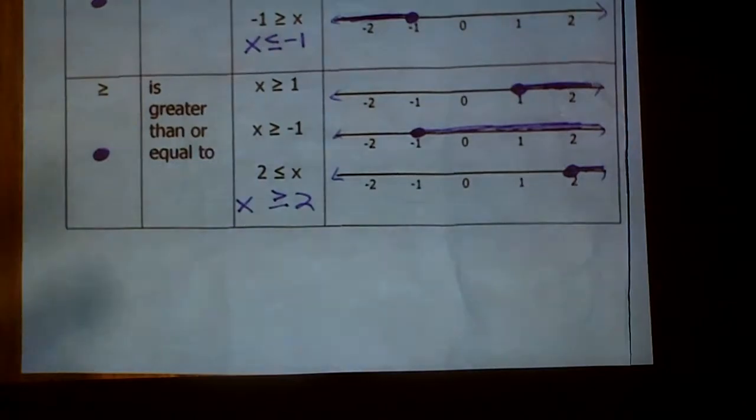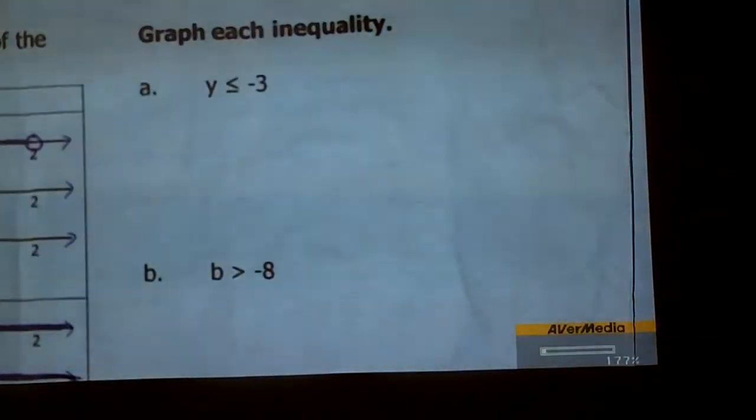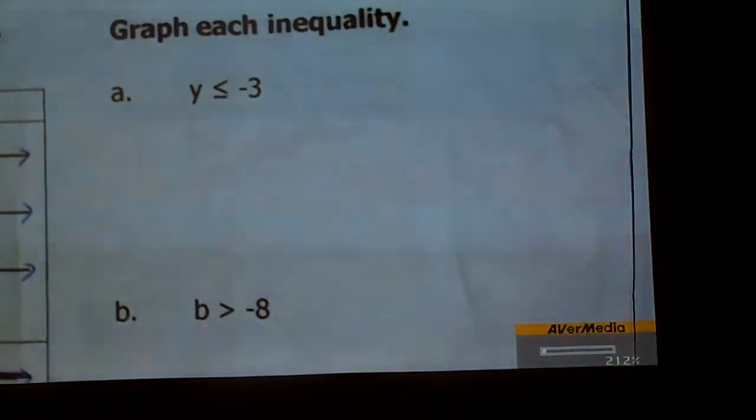All right, so let's try a couple of these. If you want to, you could press pause right now, and you can try to graph the rest of these over here, maybe after we do the first one, so I can show you how to set up the graph. And then hit pause and come back to us and see if you did them right.